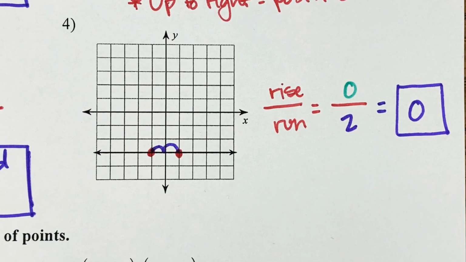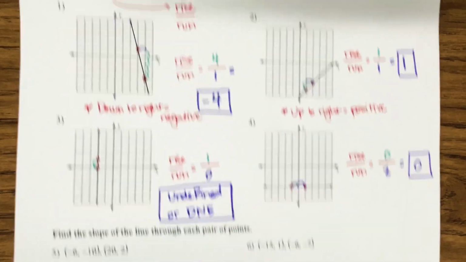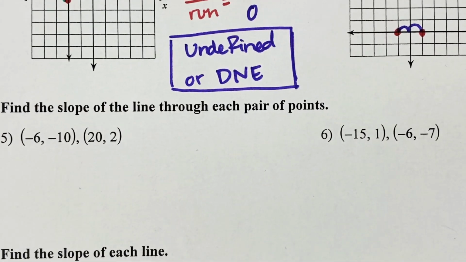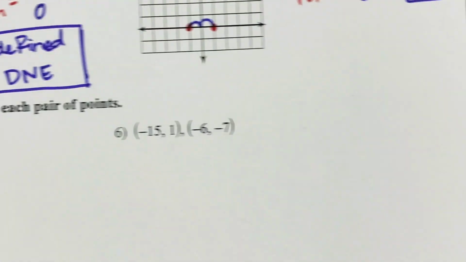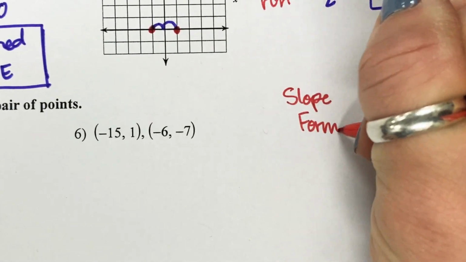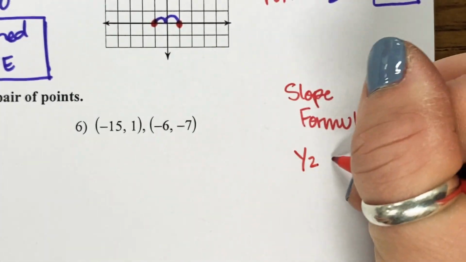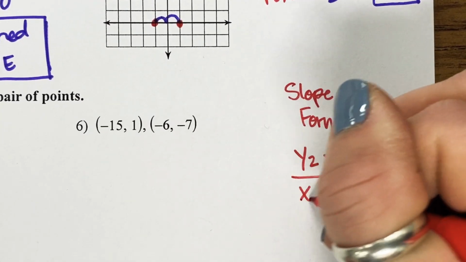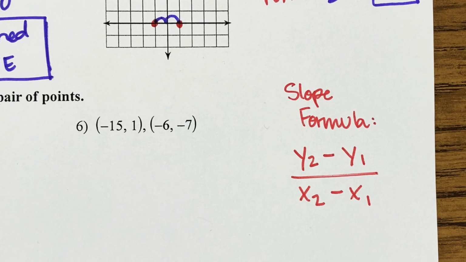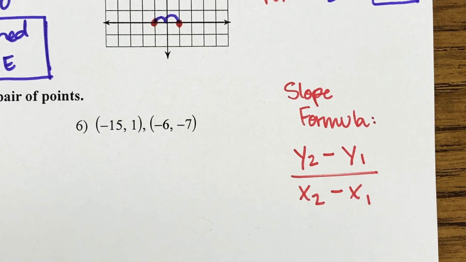Okay, awesome. So 1 through 4, we were finding the slope when given graphs. 5 and 6, we're finding the slope when given 2 coordinate points, which means we need to write down our slope formula. I'm going to write down my slope formula on the side of my paper so I know exactly what I need to use on my test. So slope formula is y2 minus y1 over x2 minus x1. Make sure you have this formula written on your paper. Super important to use on your test.